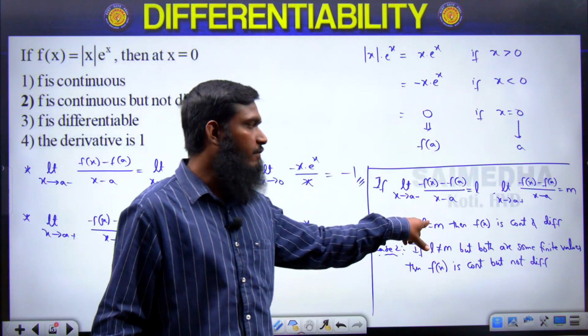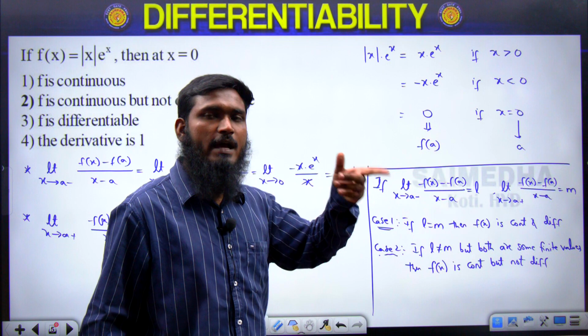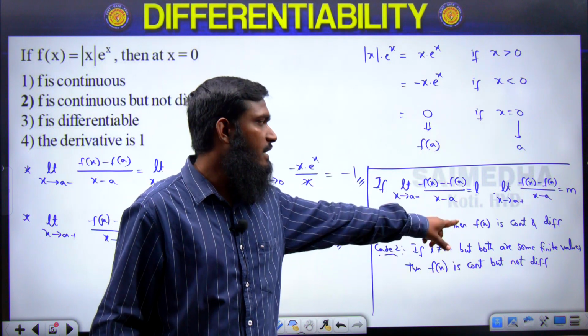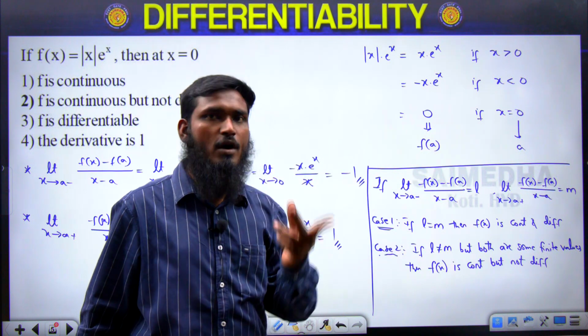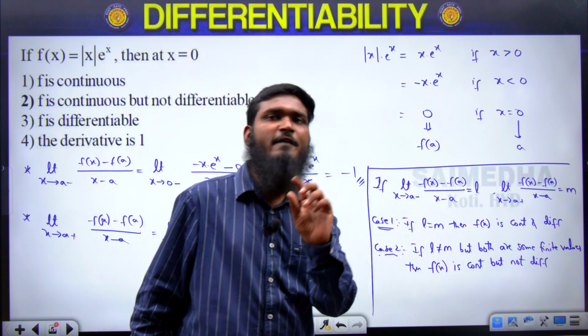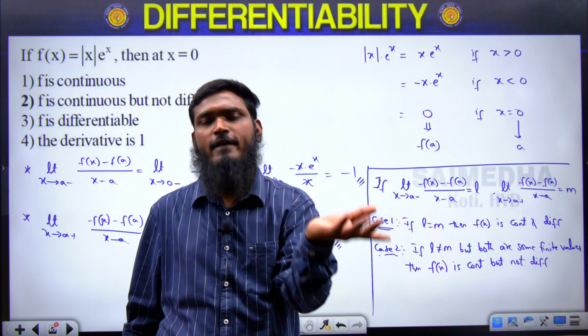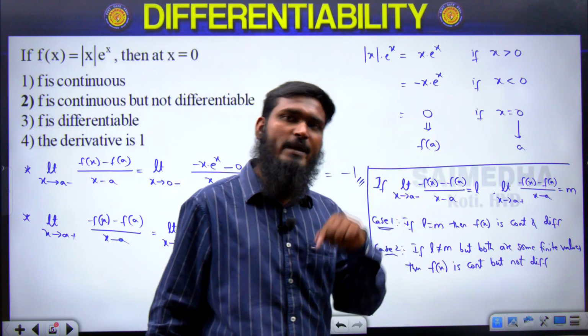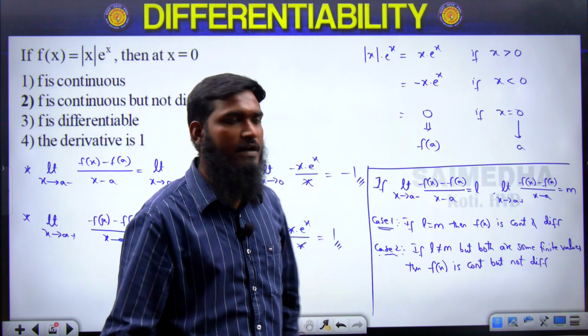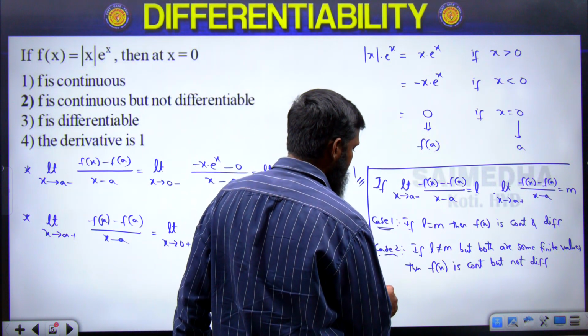Over here, what we have taken is L equals m. The L value and m value both should be the same, then we can say f of x is continuous as well as differentiable. If the L value and m value are not the same but both are some finite value, 0, 1, 2, 3, 4, 5, then we can say f of x will be continuous but not differentiable. Okay. Now next, case 3.